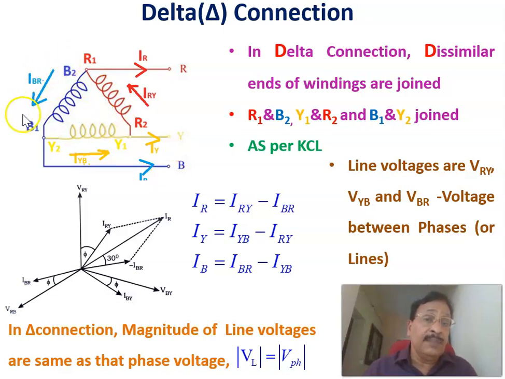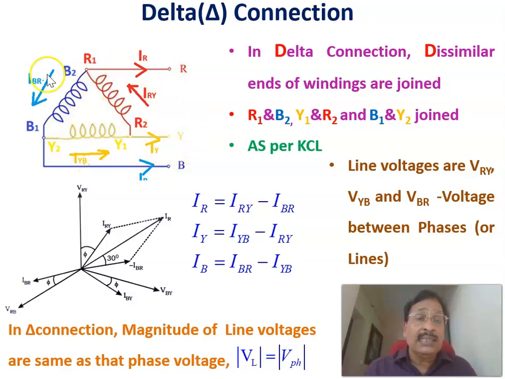In a delta connection, the phase currents flowing are IBR, IYB and IRY. The current flowing through each phase is called the phase current. And these are called the line currents: IR, IY, and IB. These are called the line currents.